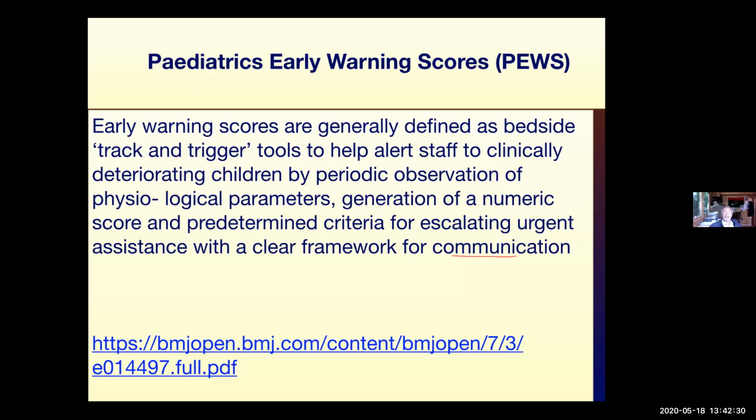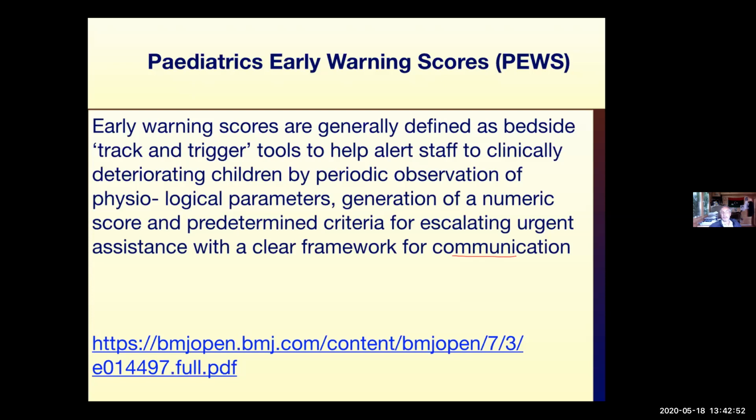If you take this statement and break it into 5 or 6 categories: periodic observation, physiological parameters, that means heart rate, respiratory rate, pulse oximeter, blood pressure, and generation of a numeric score. If you read this paper, they will give you scores and predetermined criteria for escalating it.